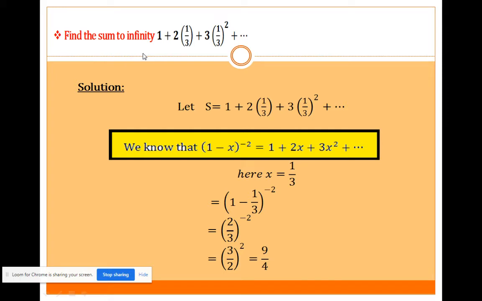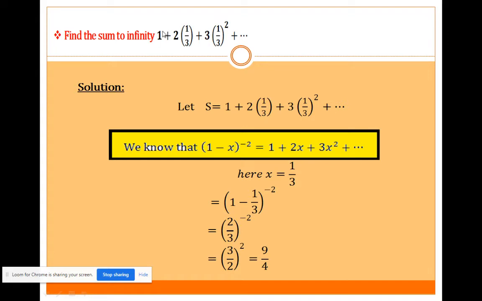First question, this is a 2-mark question. Here we can easily compare, so we don't apply the 4 steps. Directly we can compare with our standard expansions. The given question is: find the sum to infinity of the series 1 + 2 into 1/3 + 3 into (1/3) squared + etc.